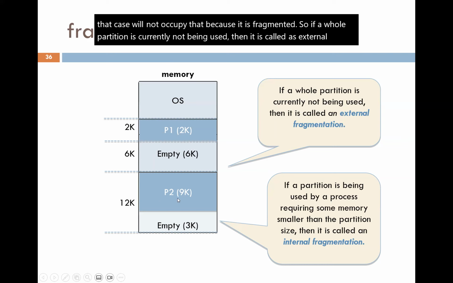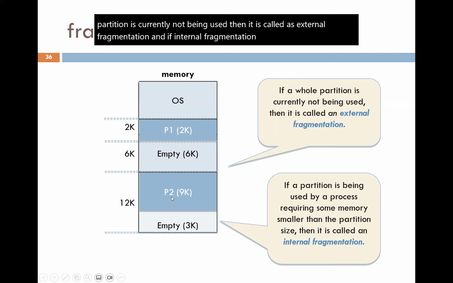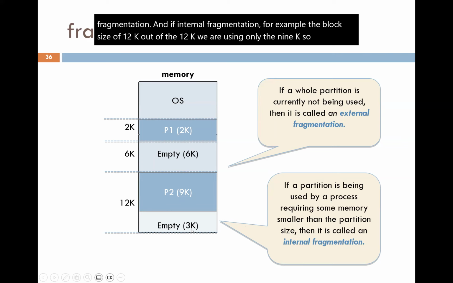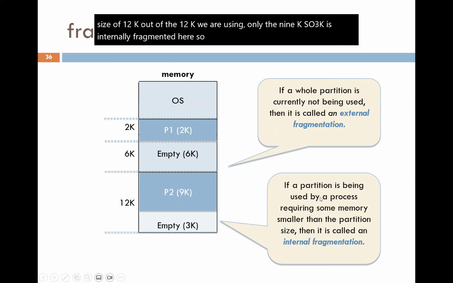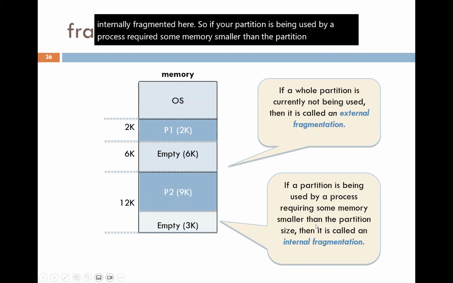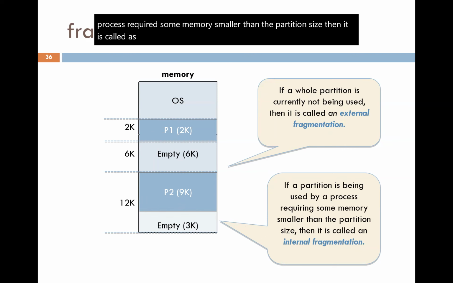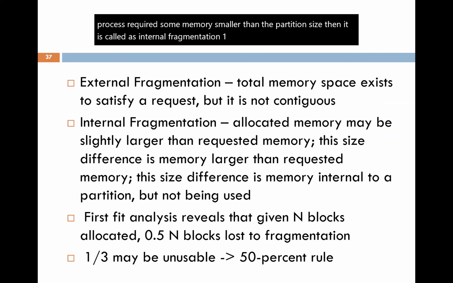And for internal fragmentation, for example, take the block size of 12K. Out of the 12K we are using only 9K, so 3K is internally fragmented here. If a partition is being used by a process that requires memory smaller than the partition size, it is called internal fragmentation. One more definition of external and internal fragmentation we can see here, and then we'll stop.